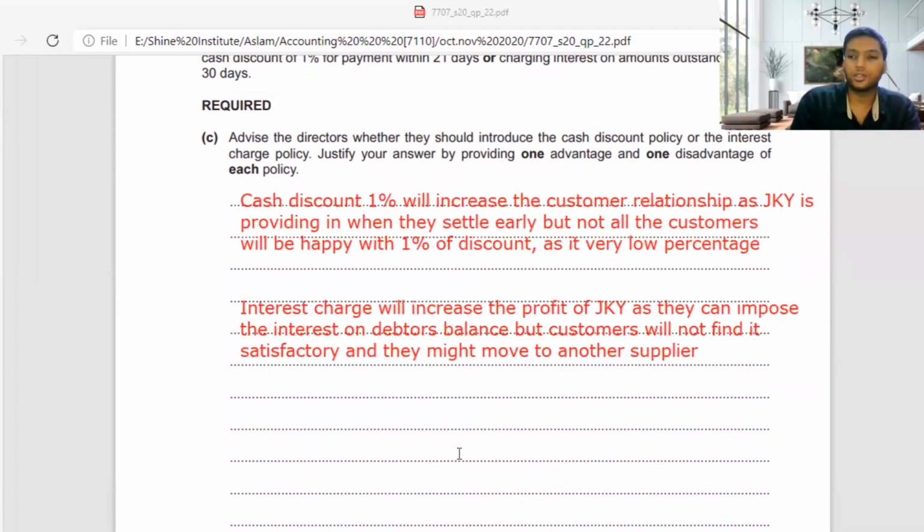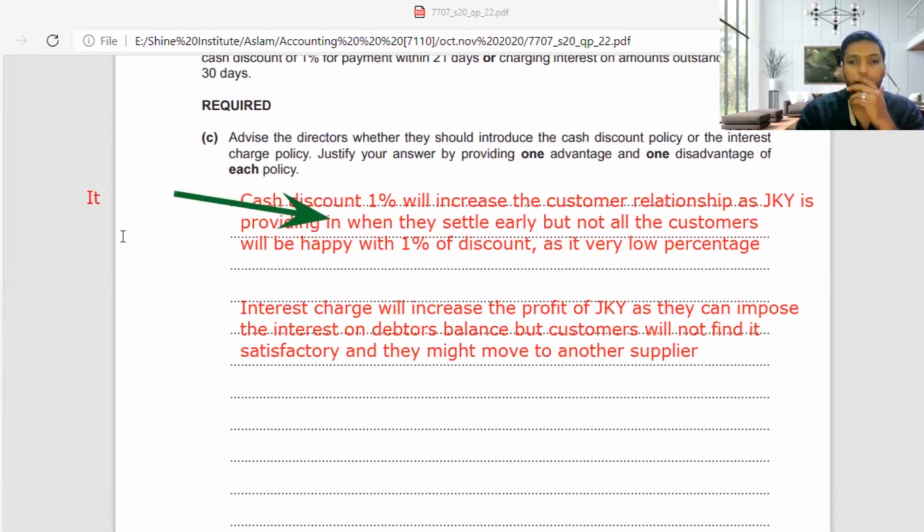So I have given you a small summary of what cash discount 1% will increase the customer relationship as JKY is providing. In providing it, it's not "in", guys, it's "it". Okay, so I need to remind you, it's not "in". So don't write "in" here, it should be "it". Okay, so correct it, guys.